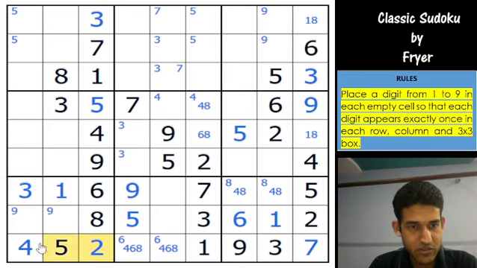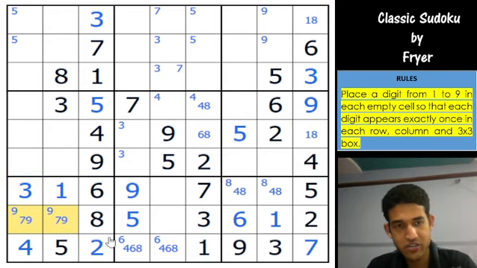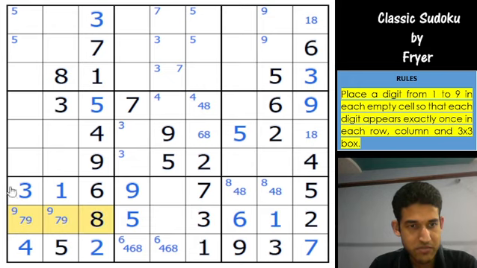1 3 6 8 2 4 5. So this must be 7 and 9. So I'm just tidying up the places where you can quickly write some candidates. So this is going to be a 6 8 pair. Can't take a 4. So let me remove the 6 corner pencil mark.